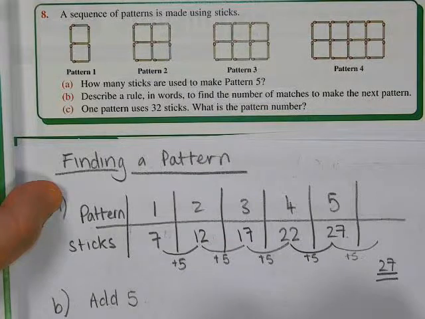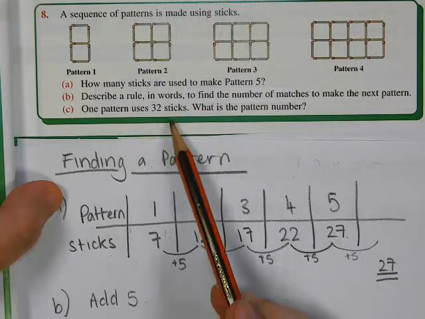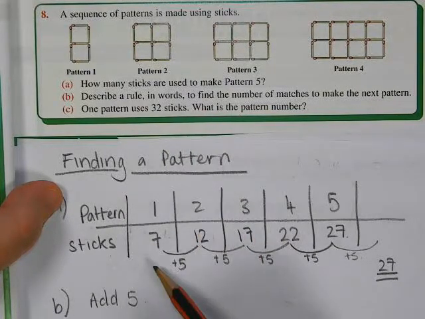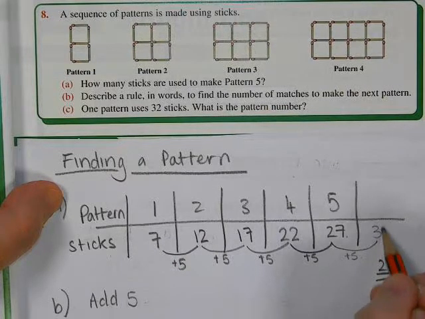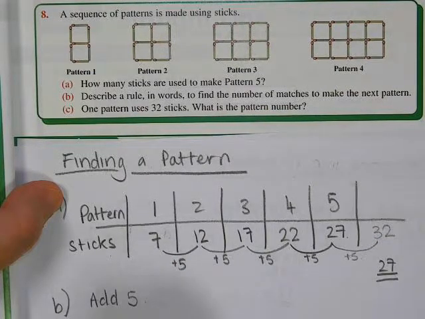And then we have another example saying one pattern uses 32 sticks. What would the pattern number be? Well, 32 would be the next one along, so it would be pattern number 6.